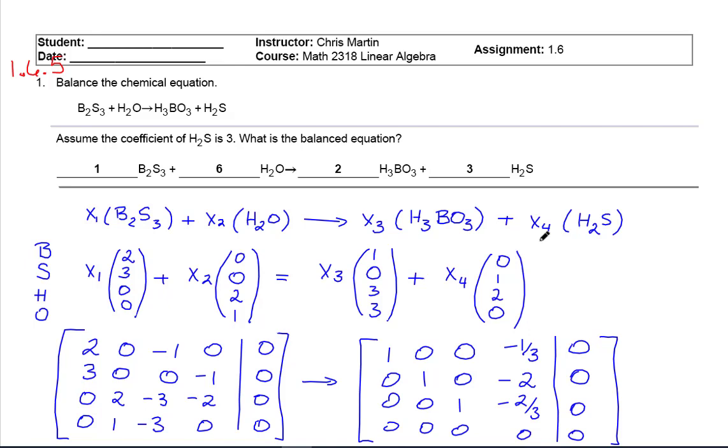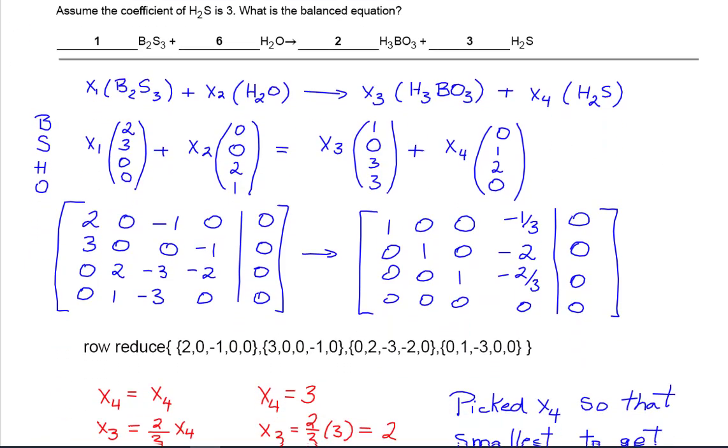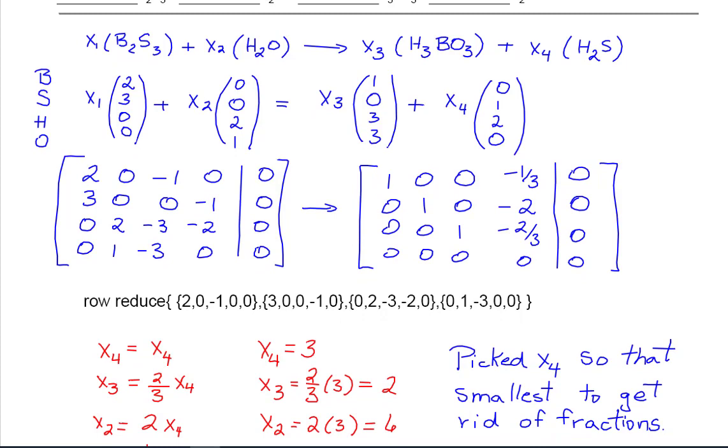Alright, so I need to make some convention for the problem. And so what I have is I'm going to write my vector in the order of B, S, H, and O. So for example, X1, now here I've got two B's and three S's. So that's why this is 2, 3. There's no hydrogens, there's no oxygens.